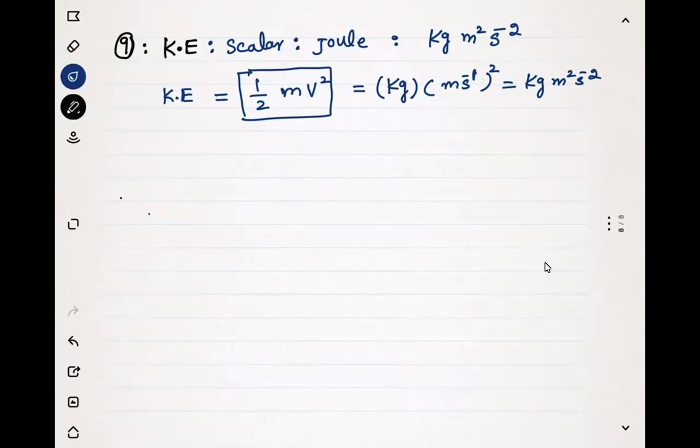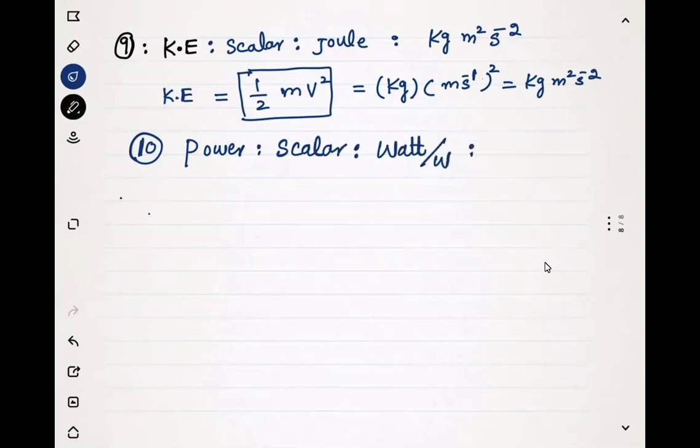Now from quantity number 12 to 15, all the quantities are about deformation. So deforming a wire or some object, compressing an object or stretching an object. Right now we are on number 10. Number 10 is power. Power is a scalar. Its unit is watt, represented by W. And for its base unit, we'll go with derivation.